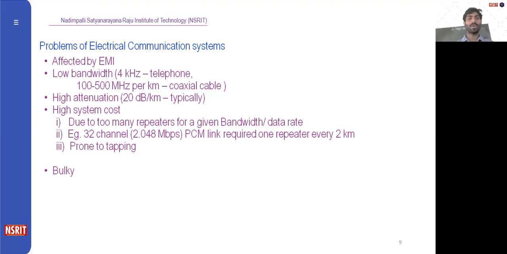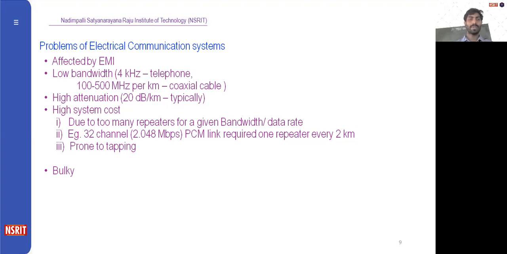That is around 4 kilohertz per telephone and 100 megahertz per coaxial cable. High attenuation. Attenuation is very high. That means we need to give more power at the input side, which is going to increase the cost. High system cost due to too many repeaters for a given bandwidth or data rate.